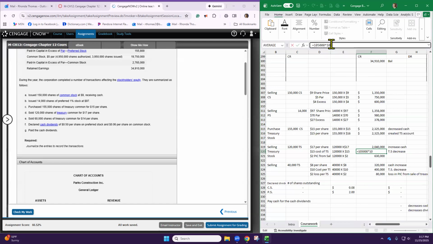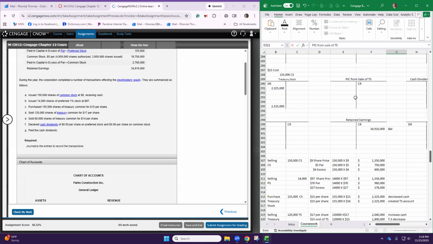So let me put this in and I will explain it. Okay, so now we have 120,000 shares times $15. Okay, and then 120,000 shares for $2 times 2. There we have it. Okay. By the way, this is paid in capital from sale of treasury stock. Okay, so we should have, yep.